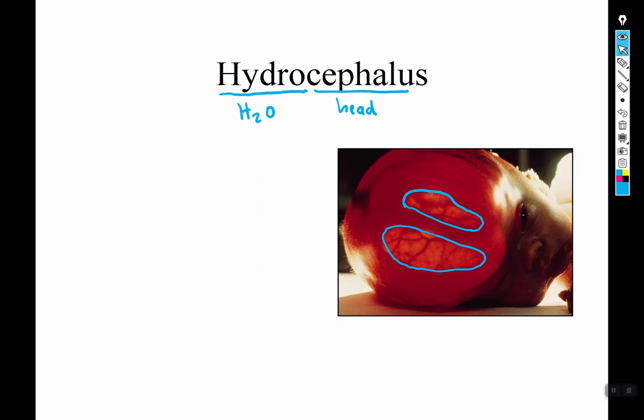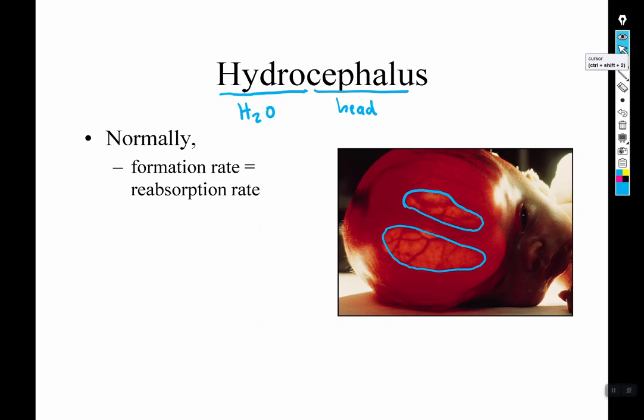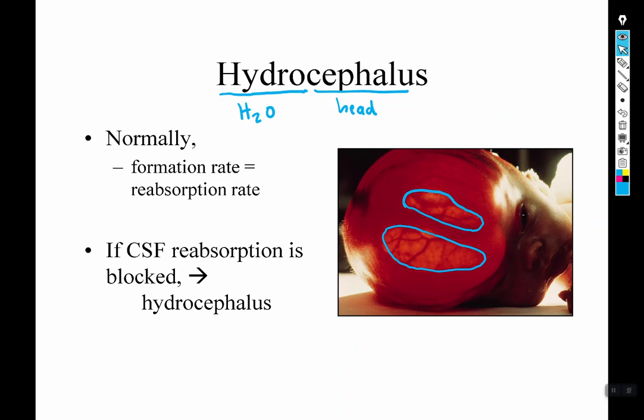So this is what happens if reabsorption is blocked, and so formation is outpacing reabsorption. So if the arachnoid granulations just don't form properly for some reason. The modern solution to hydrocephalus is a shunt, which is placed surgically very, very early in the infant's life, so it's scary surgery.